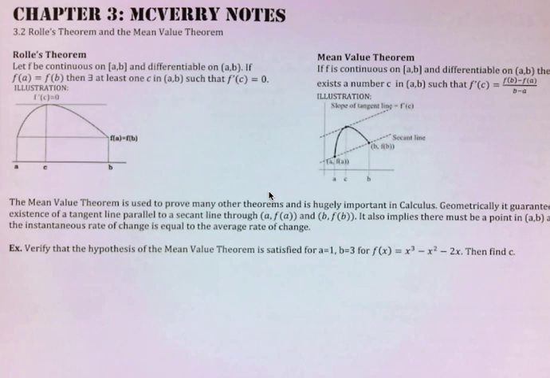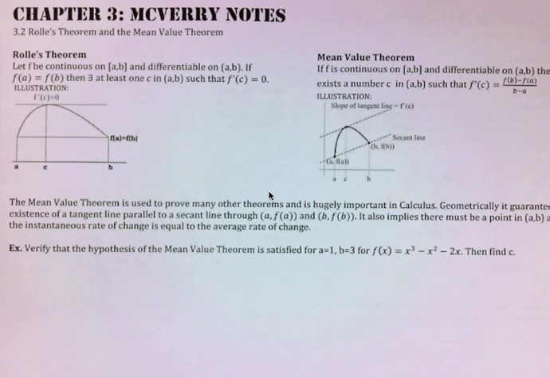Okay, so this is the second section of chapter 3, so 3.2. It's on Rolle's theorem and the mean value theorem. These theorems are talking about how you can use the derivative to give approximations.